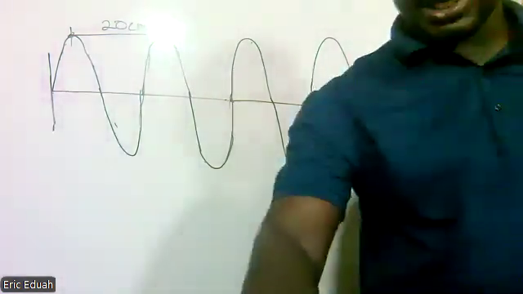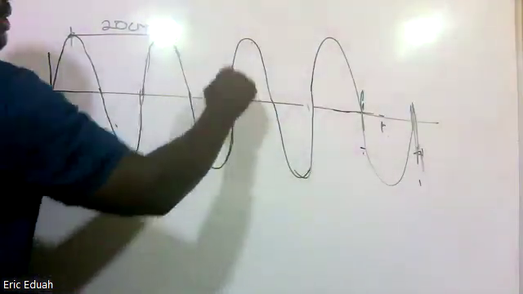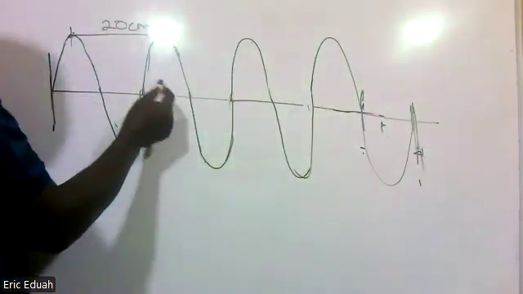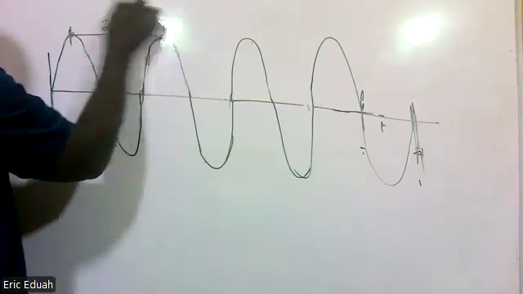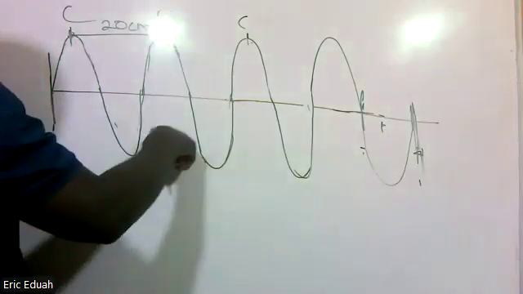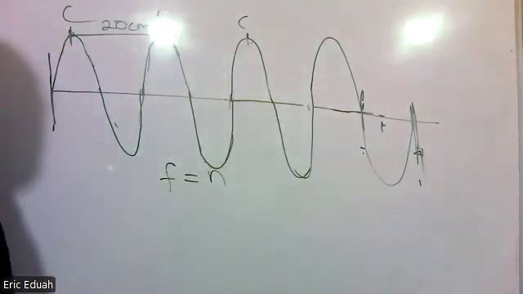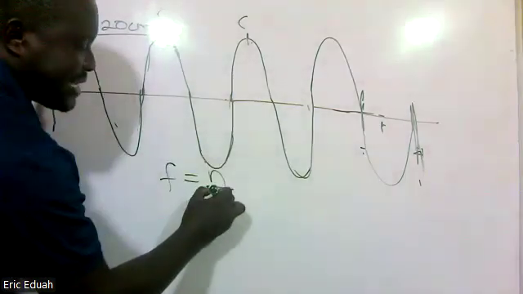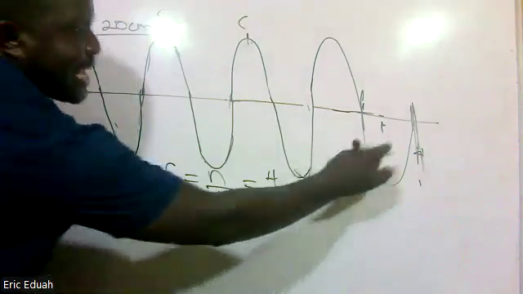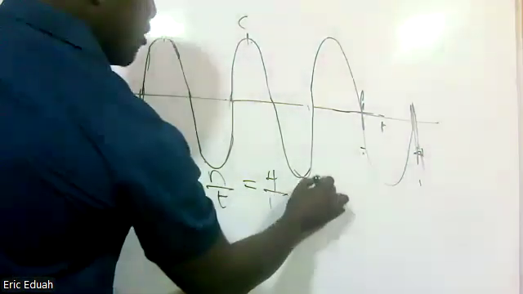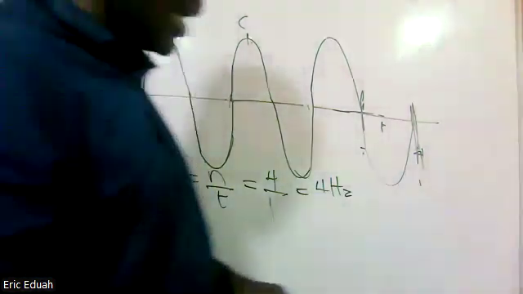Please, the rest of you, are you following? So these are the 4: this, this, and this. But each crest goes with a trough. That is why, for the distance between successive crests, each crest must go with a trough. So frequency is equal to the number of complete waves within a second. The complete waves, 4, divided by the time, 1, gives us 4 hertz, or 4 per second.